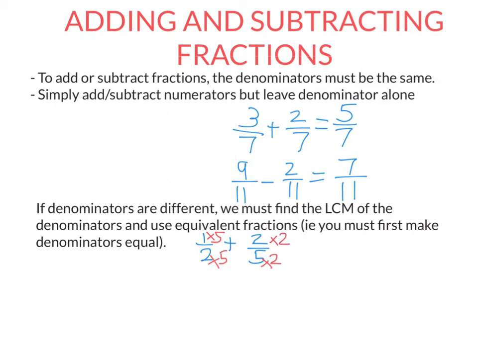Okay, so I have a half timesing top and bottom by 5. What I get is 5 over 10. 1 times 5 is 5. 2 times 5 is 10. For this one, I go 2 times 2 is 4. 5 times 2 is again 10.